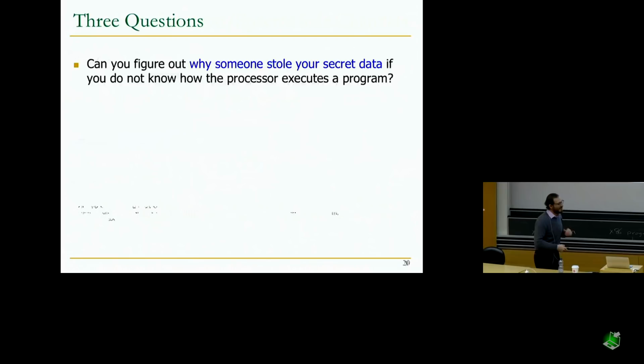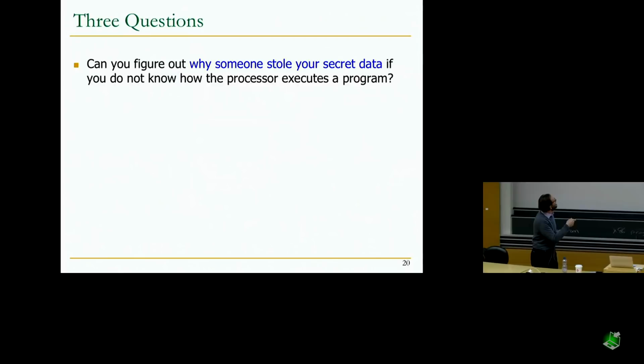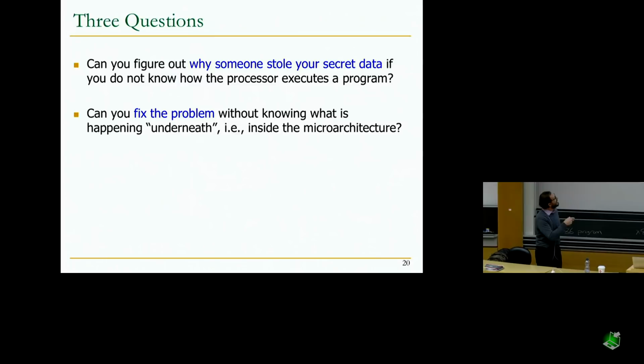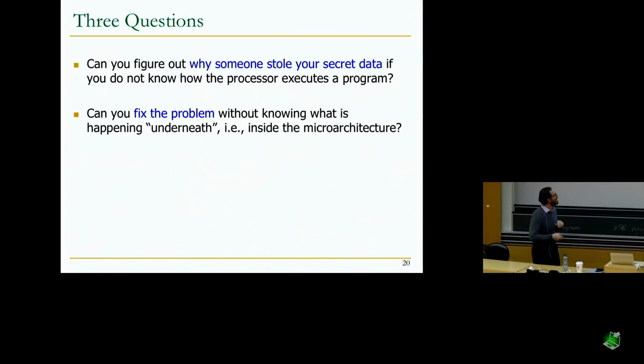Okay, so let me ask you three questions, since why are we talking about this again, right? Can you figure out why someone stole your secret data if you do not know how the processor executes a program? Well, good luck. In this case, you will never be able to figure it out if you don't know how the underlying processor works. Can you fix the problem without knowing what's happening underneath? Again, what are the fixes? We haven't even talked about how you fix this problem yet. But you can think about it, maybe later in the course.